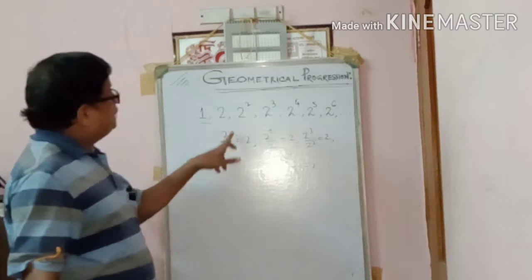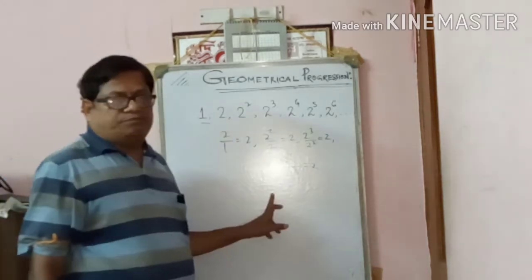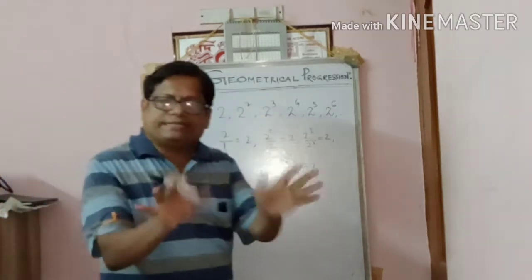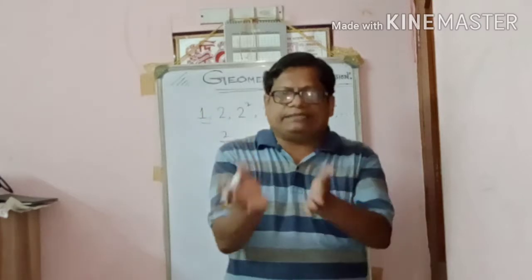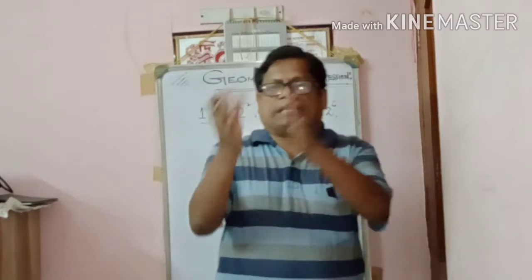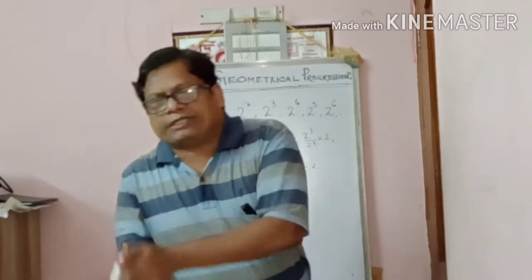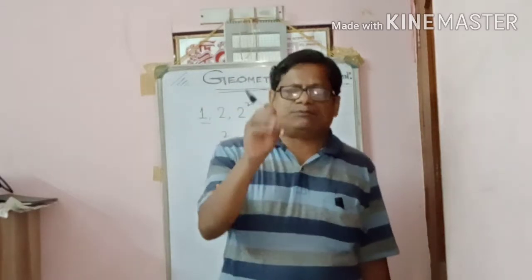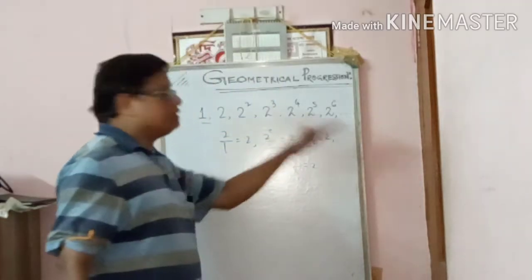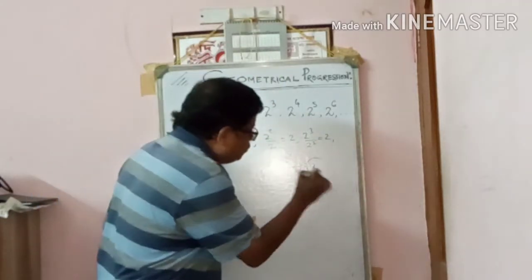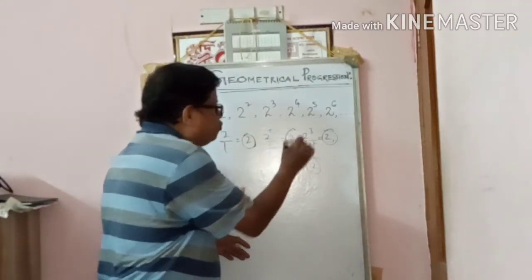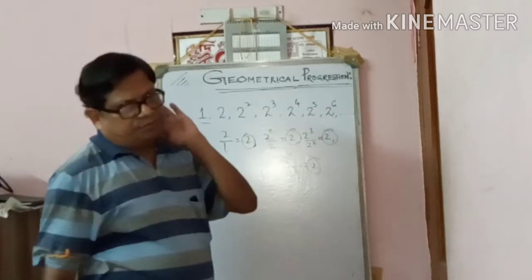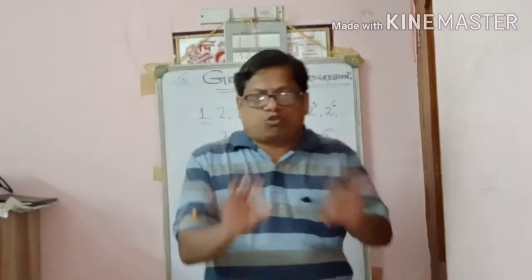So here the ratios are the same, whether it is second term by first term, third term by second term, or fourth term by third term, whatever terms you have selected. Okay? Here the ratios are the same. So this ratio, see 2, 2 also, 2 also. So the ratios are the same. So this ratio is known as the common ratio.